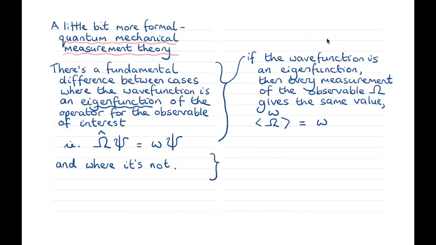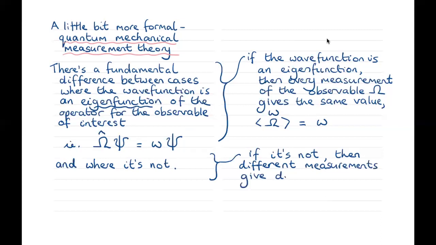In the case that it's not, if the wave function is not an eigenfunction of the operator corresponding to the observable that we're interested in, then different measurements give different answers, with the average value being the expectation value.